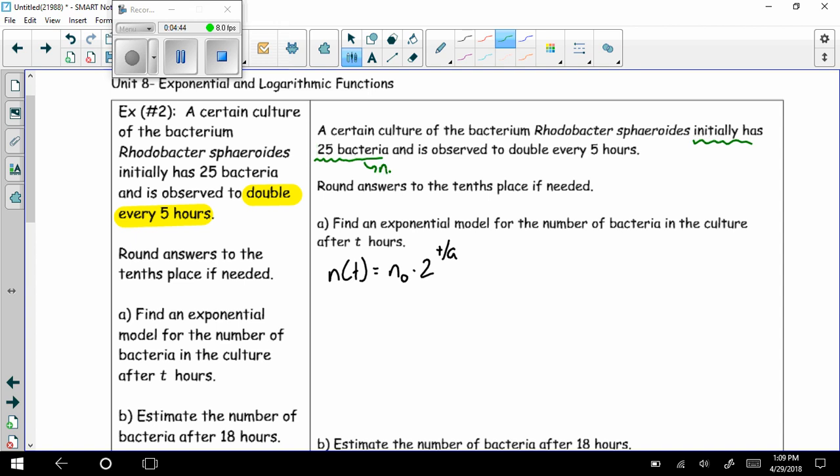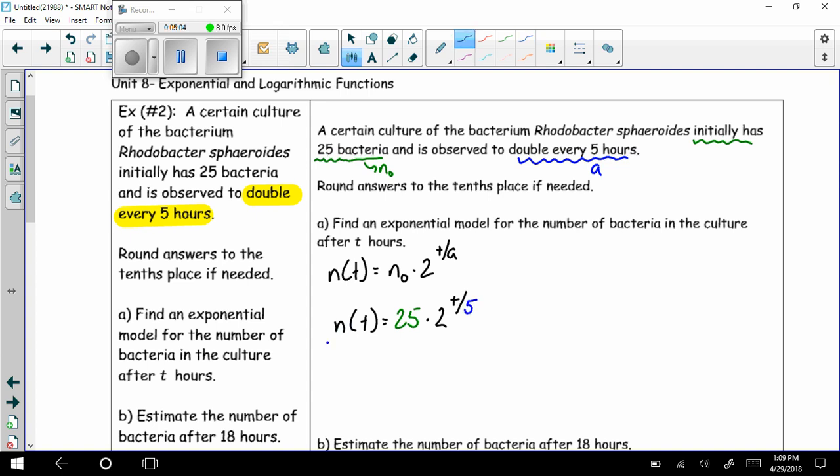Remember, that's n sub 0. And I also know the doubling time. It doubles every 5 hours, and that's my a. So what we can do is rewrite this equation as n of t equals my initial number, 25, times 2 to the t over a.